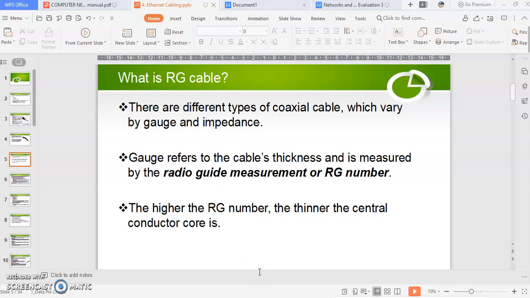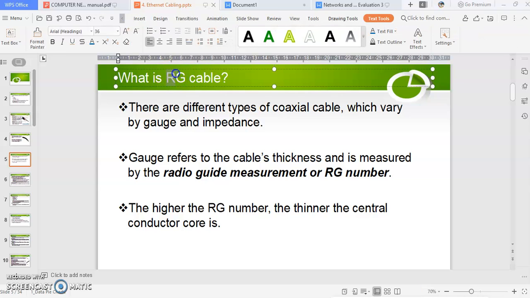So, in determining your coaxial cable, there is usually a name on the coaxial cable, which always pertains to these two letters, RG. There are different types of coaxial cable with varying gauges and impedance. Gauge refers to the diameter or the insulators. Then impedance refers to the resistance, measured in ohms.